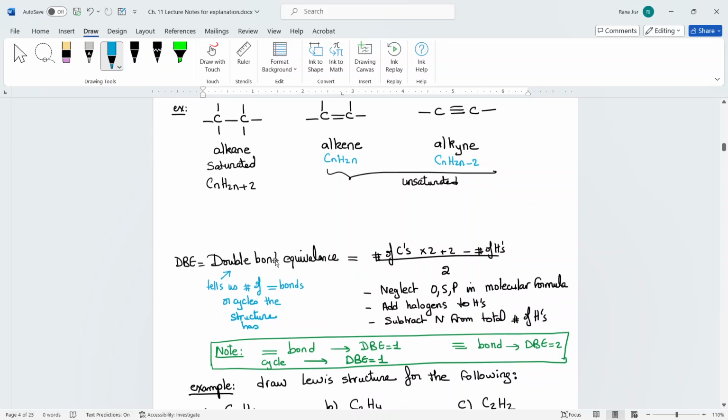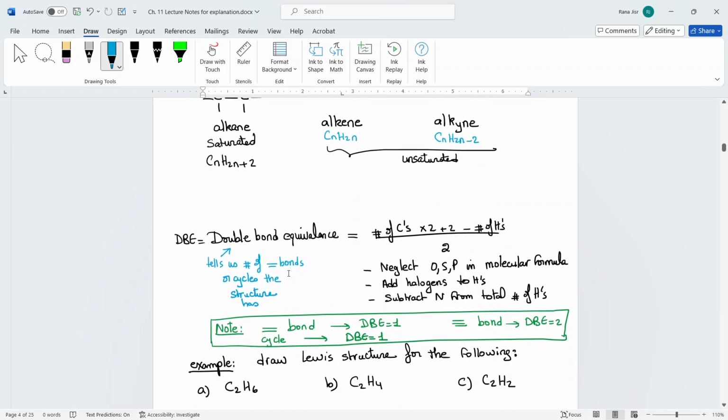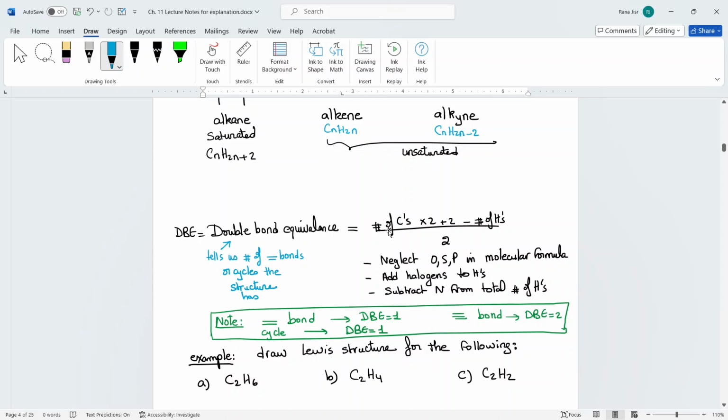Now, another way to know if our structure contains double bonds or cycles, and we will talk about cycles as we proceed, is to calculate what we know as the DBE. DBE is the double bond equivalence, and this is going to tell us the number of double bonds or the number of cycles that we have in our structure. It's a simple formula. There are multiple formulas in the books. I use this one. You are free to use whatever you want. And you don't have to memorize this. This one is also included in the sheet of tables that you can bring in to the exam.